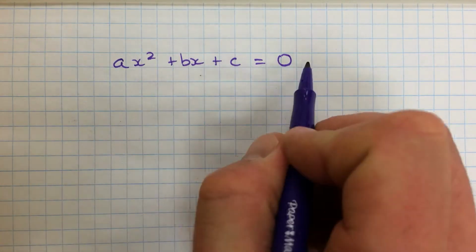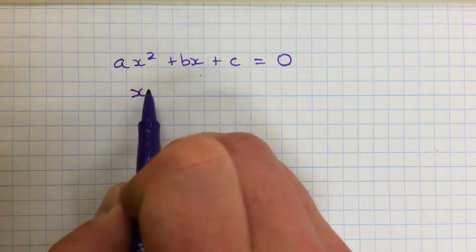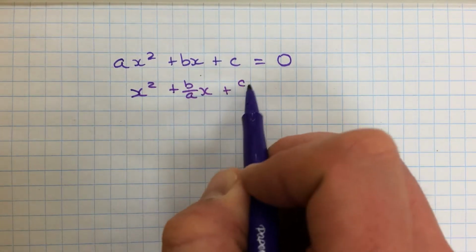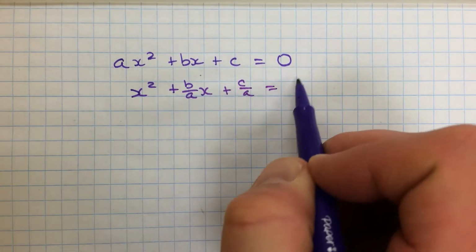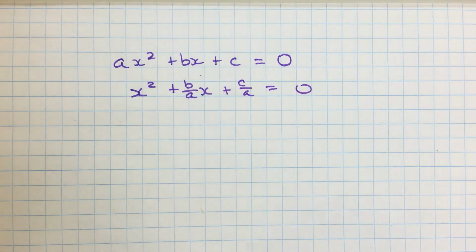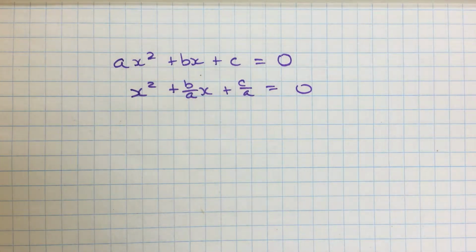So I'm going to divide both sides of the equation by a, which means every term on this side is divided by a, giving me x squared plus b over a times x plus c over a. And that equals 0 divided by a, which is still just 0. So I've divided by a, or you might like to multiply by 1 over a, whatever you like.